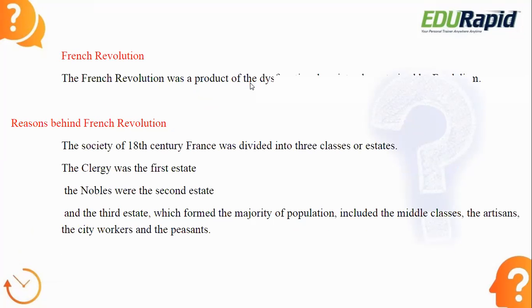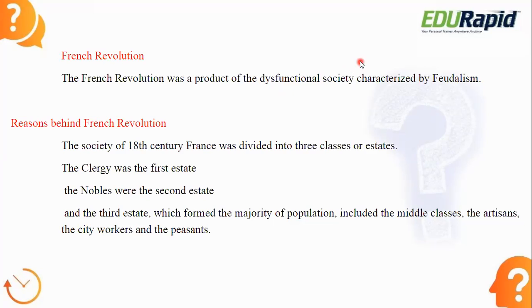So here the French Revolution was a product of a dysfunctional society characterized by feudalism. Okay, so before going into that, we need to study what is the main idea behind the French Revolution, like how we studied it for the American Revolution. So the main idea is social and political inequalities. It was there in France at that time. To abolish that, the French Revolution came.